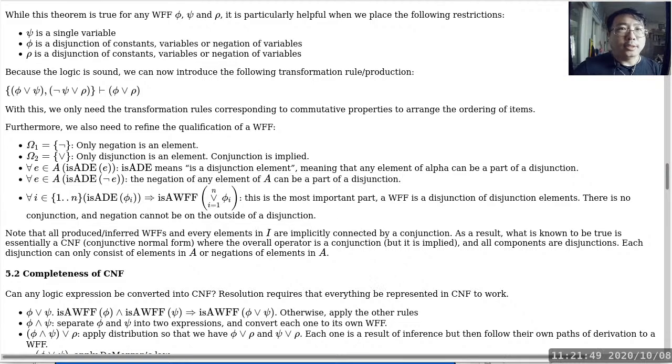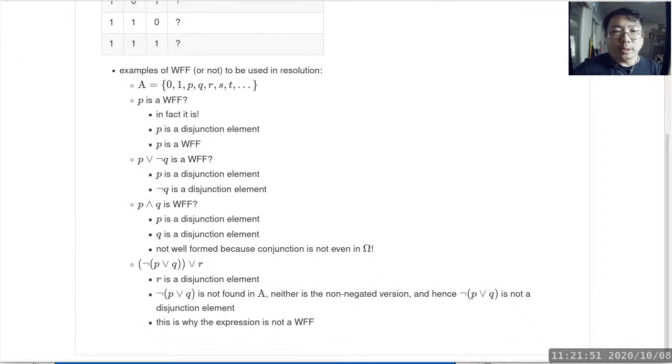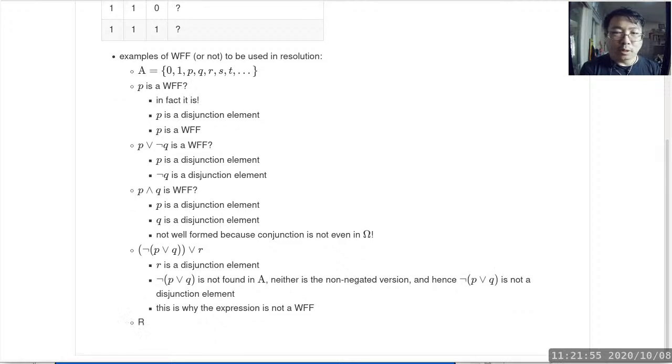Let me switch back to the whiteboard. You can sort of call this RWFF, for resolution well-formed formula. That's just my term. I don't think it exists in computer science or math whatsoever. Yes, RWFF. So are we good so far?